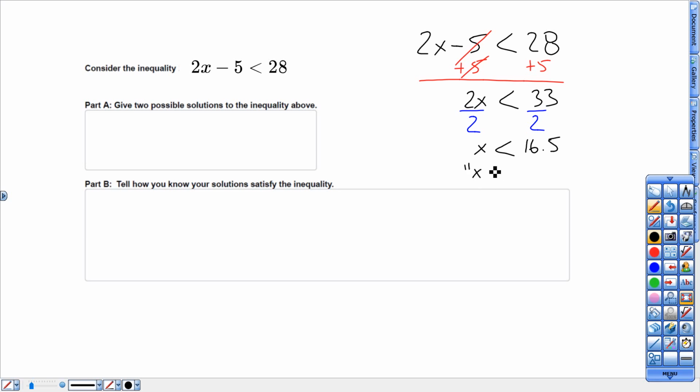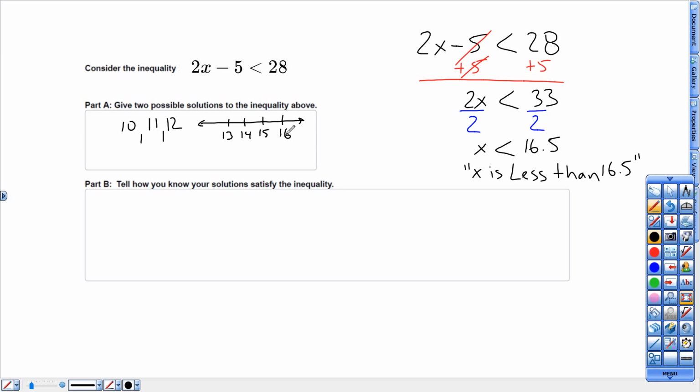I want to see on your paper that you write this in words. X is less than, the one that looks most like a capital L, less than 16.5. Hopefully you're able to give me three numbers less than 16.5. So like maybe 10, 11, 12, one more. Or if you made a number line there to help yourself out, that would be 13, 14, 15, 16.